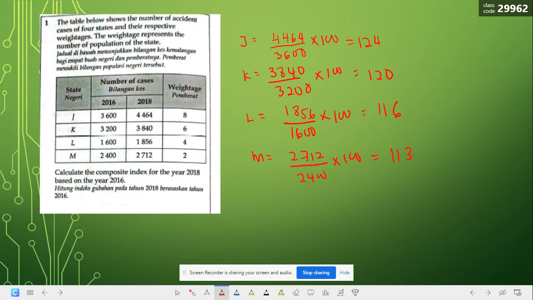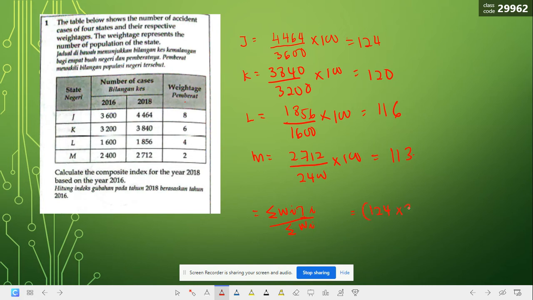Then this is the weight. So you just need to multiply by using the composite index formula. Okay, so WI divide by total W, right? Okay, so the weight is 8, the index is 124, right?